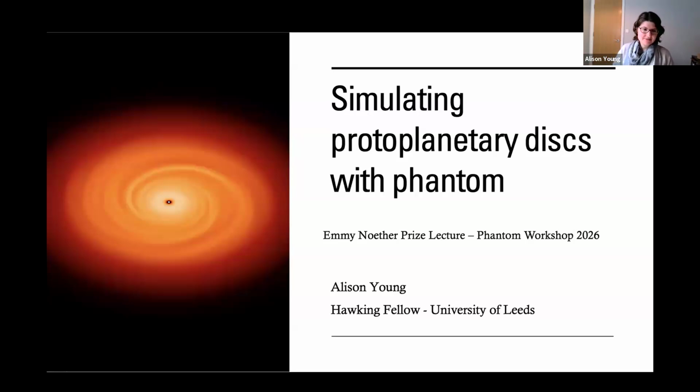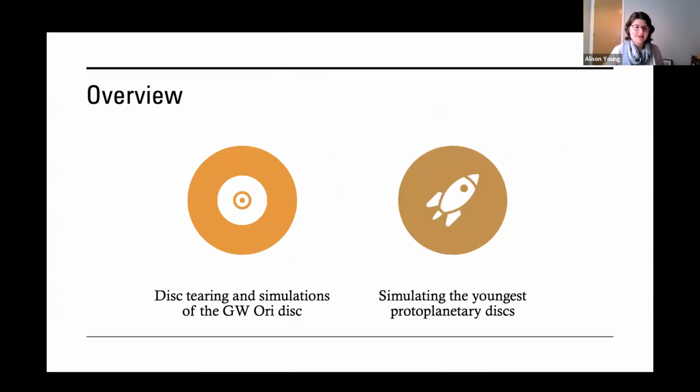So I couldn't decide what to talk about today, so I'm going to talk about two things. This talk has two parts to it. The first part, I'm going to talk about disk tearing and the simulations that I've done of the GW Ori disk. And then the second part, I'm going to talk about simulating the youngest protoplanetary disks.